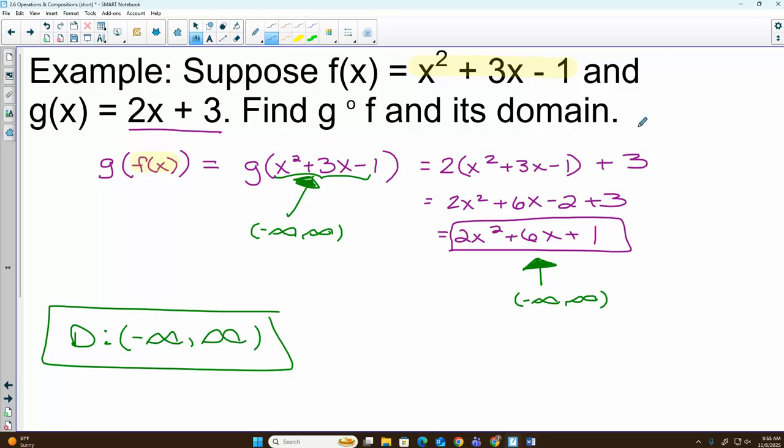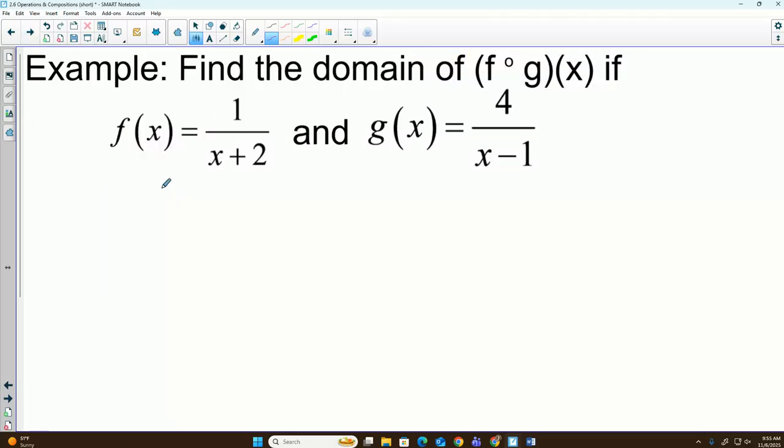So we'll do the composition. We're going to look at the final answer and the original inside function. Let's look at this one. If I want the domain of f composed with g, what I'm going to do is first do f composed with g. What is g of x?